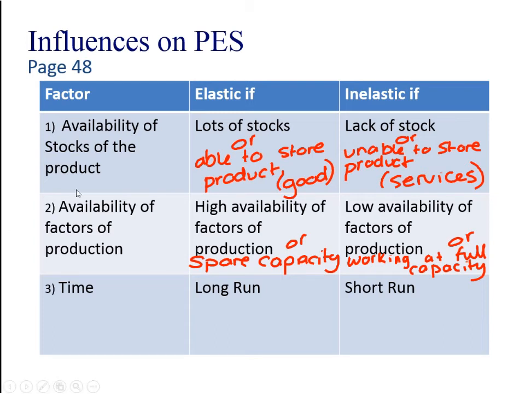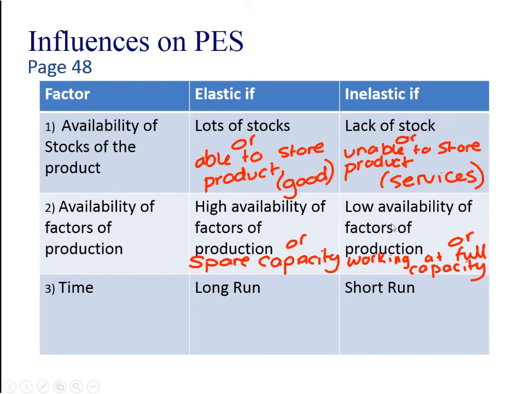The other factor that can influence PES is your availability of the factors of production, so land, labour, capital, enterprise. If you've got high availability of these factors of production, you can quickly get people to work for you. You've got enough machinery and those types of things to get going, or you've got lots of spare capacity, you can quickly increase the quantity supplied.